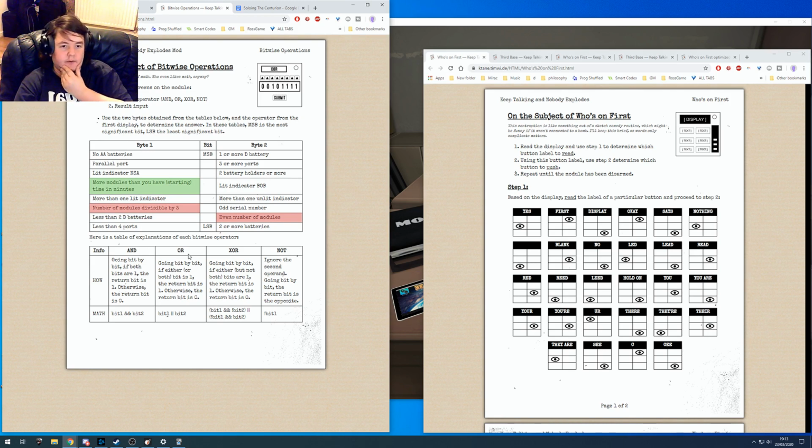Okay, so bit 1 is no AAs and some Ds. It's got batteries followed by ports, so no AAs and the presence of D batteries. Nothing else is about not having anything, I don't think. It's just that first one.